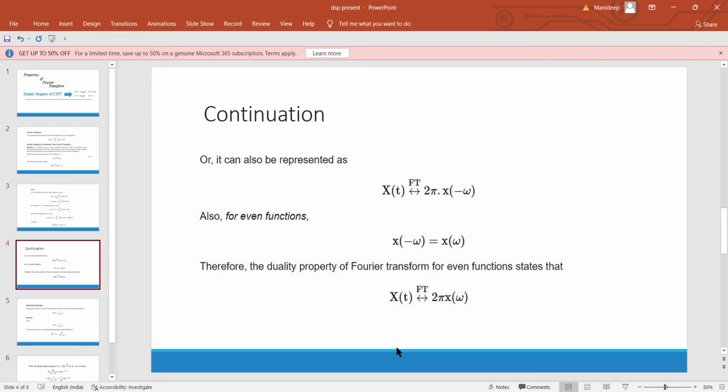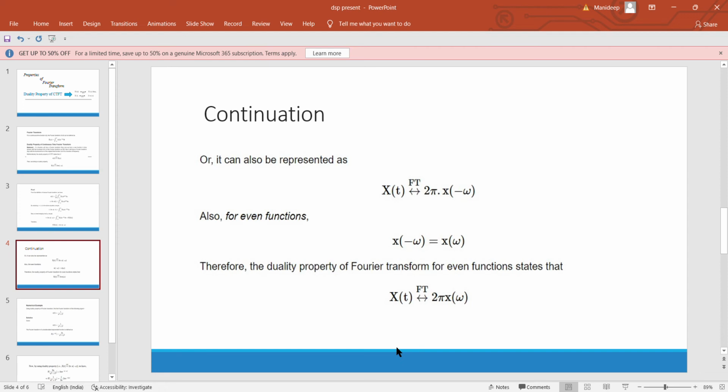So if the function we have taken is an even function, then by the definition of even function we write that function as x of minus omega equal to x of omega, means the value of f of x is equal to f of minus x, which is the definition of even function. Therefore, duality property of Fourier transform for even functions can be written as capital X of t on Fourier transform we get 2 pi into x of omega. So we have a time domain signal x of t on Fourier transform we get 2 pi into x of omega as the Fourier transform in frequency domain.